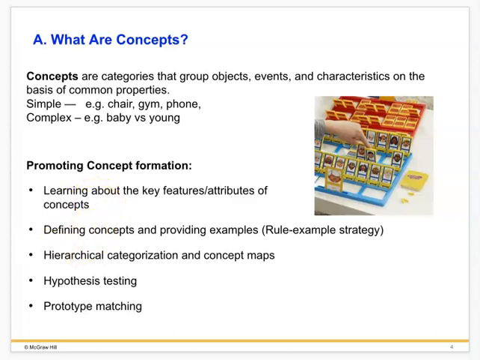So defining concept and providing examples. The rule example strategy, okay? The rule example strategy. So the strategy consists of 4 basic steps. First is defining the concept, right?